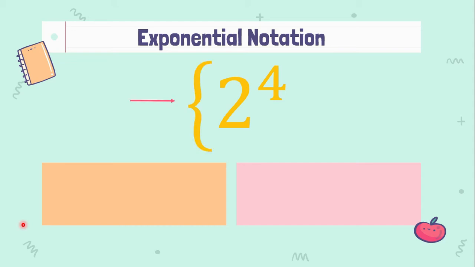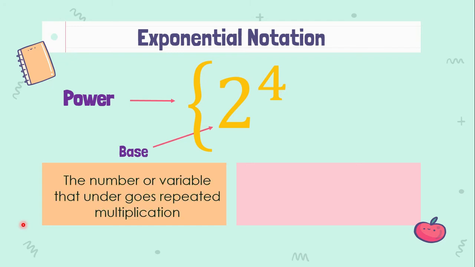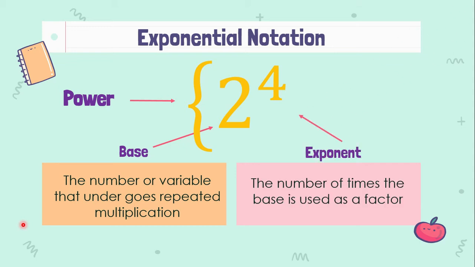So we have this part, and that is what we call the power. And that bigger number is what we call the base, the number or variable that undergoes repeated multiplication. And the smaller number is what we call the exponent, the number of times the base is used as a factor.